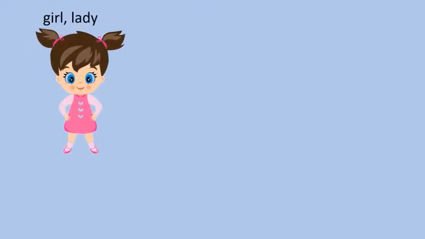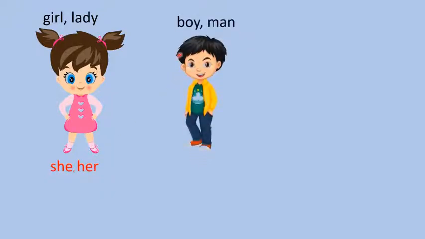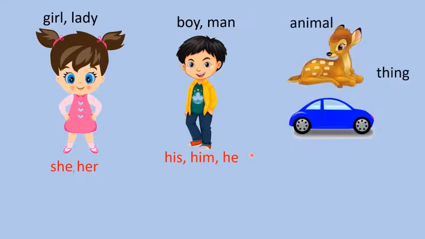When the sentence has feminine gender, meaning a girl or a lady, the pronouns used are she or her. If the sentence has a masculine gender, a boy or a man, pronouns used are his, him or he. If the sentence is talking about an animal or a thing, the pronoun used is it.